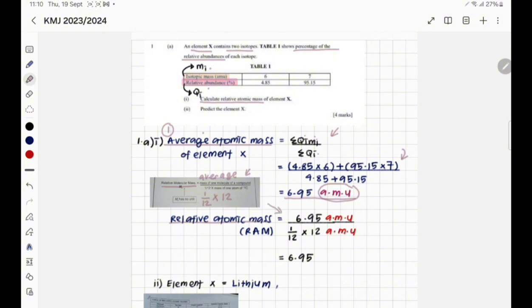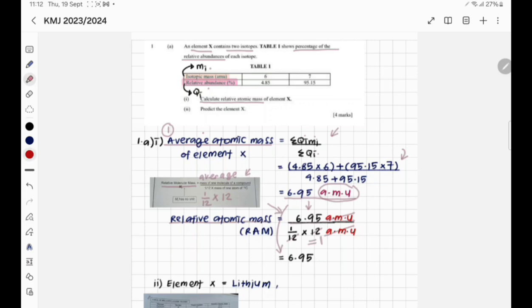Therefore kita sekarang ni just insert in the equation, which is yang ni salin je balik from average atomic mass, which is 6.95 AMU over yang bawah tu 1/12 times 12, and don't forget to put the unit which is AMU juga. So unit boleh cancel dengan unit, and 1/12 times 12 kita akan dapat 1. So 6.95 divide 1, kita akan dapat 6.95. So it's just average atomic mass will be 6.95 AMU, tapi our relative atomic mass jawapan just sama je, it's just without the AMU unit.